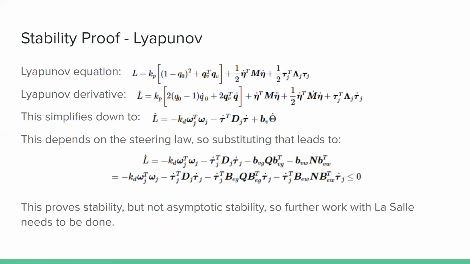Here's an overview of the Lyapunov stability proof to show that the control law presented in the research paper is indeed stable because L dot is shown to be less than or equal to 0. However, this does not prove asymptotic stability, so the rest of the proof must be proved with LaSalle.